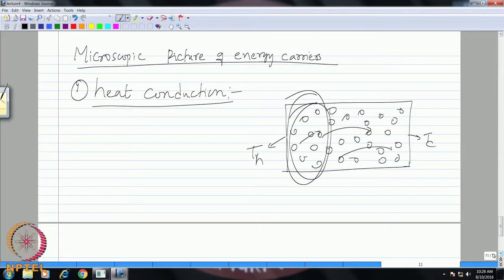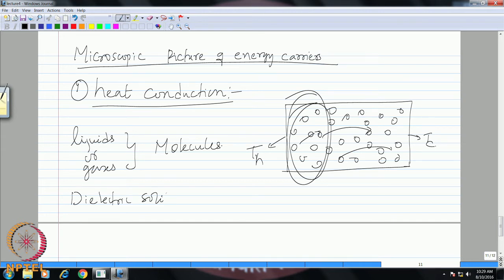So, now if you are talking about different media, you have different energy carriers. If you are talking about liquids and gases, you are talking about essentially molecules which are responsible for this conduction process. If you are talking about dielectric solids or semiconductors, which you can assume as insulators or semiconductors.